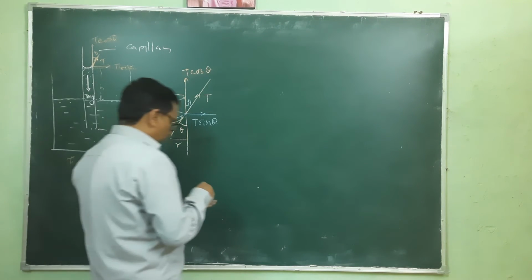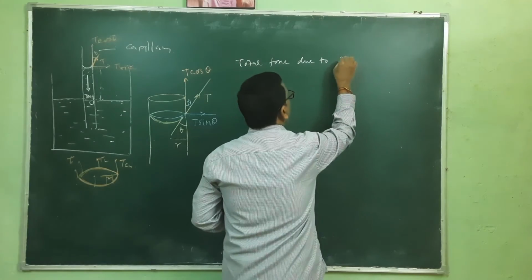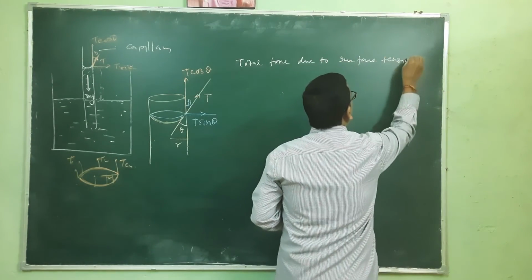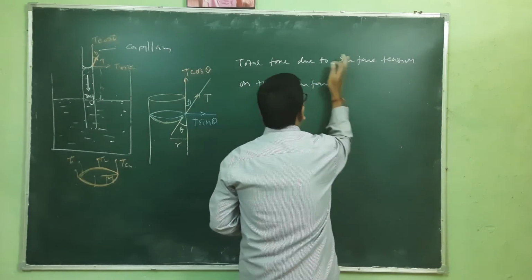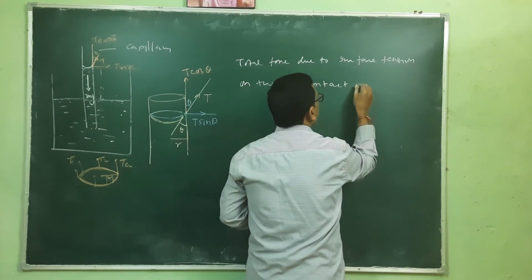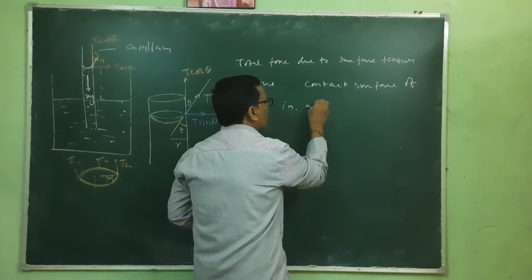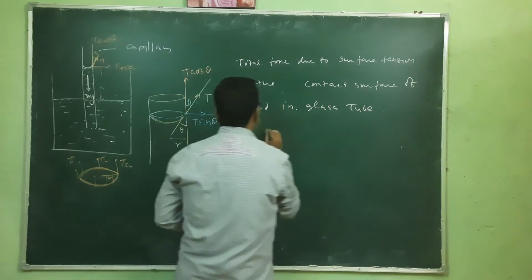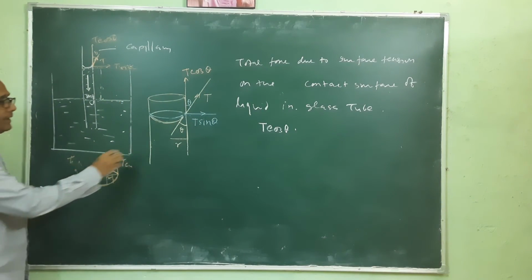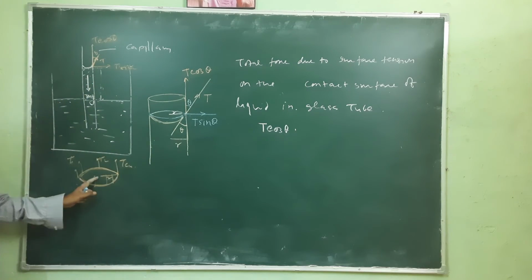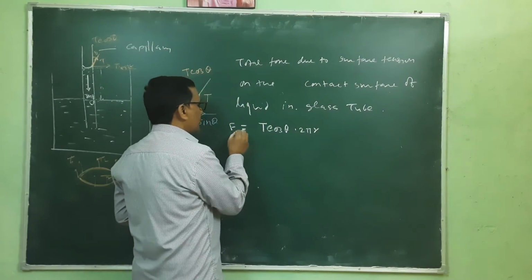So the total force due to surface tension on the contact surface of liquid and glass tube is T cos theta multiplied by, if the radius of this meniscus is r and this tube is r, then 2 pi r. So this is the force due to surface tension.